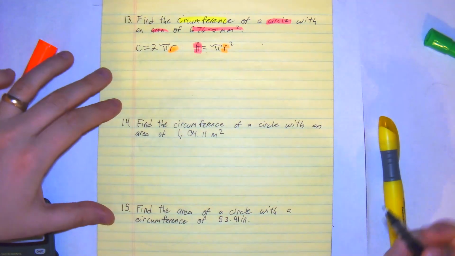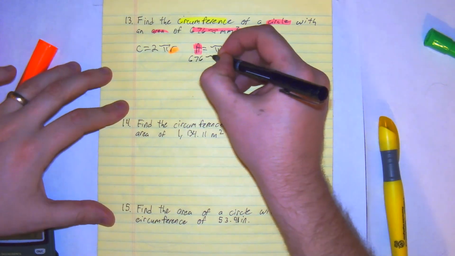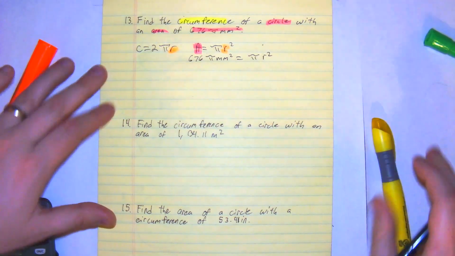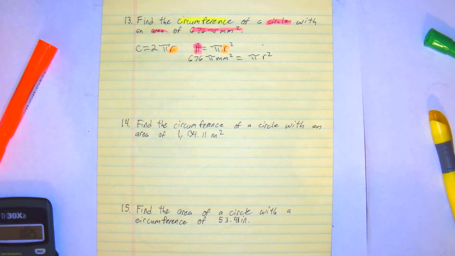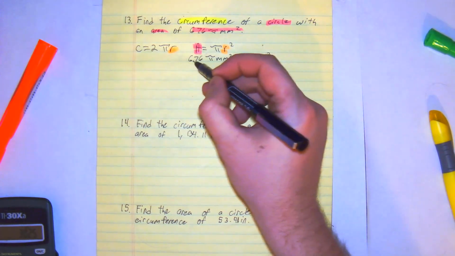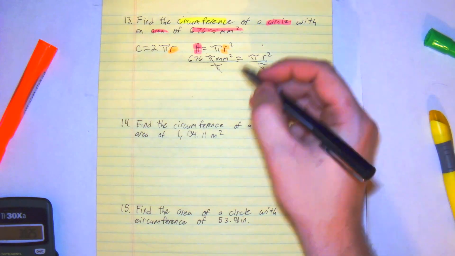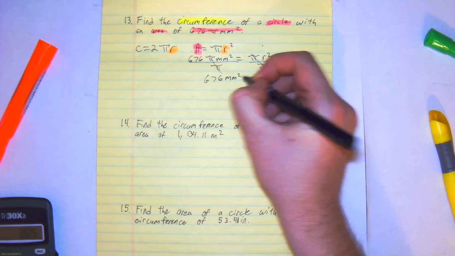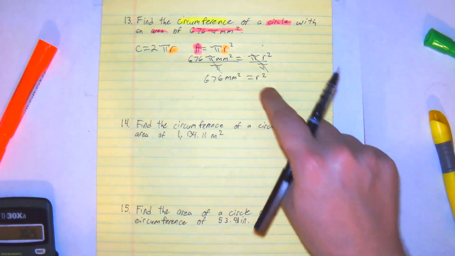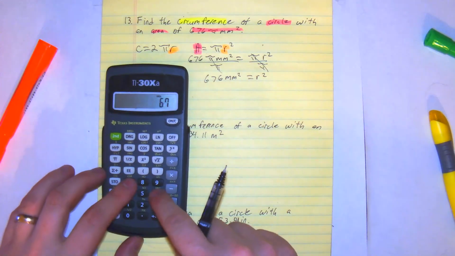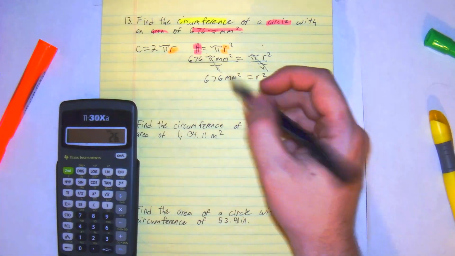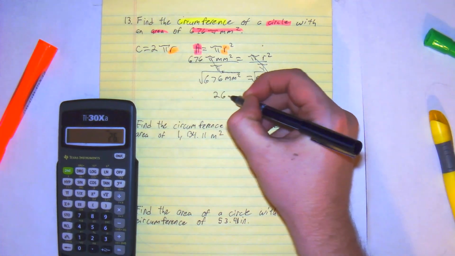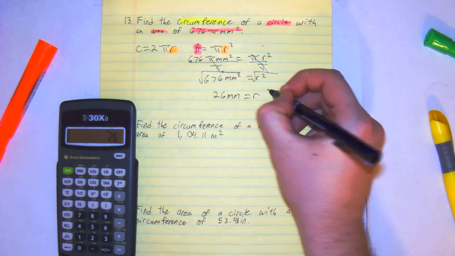Alright, so what we have here is 676 pi millimeters squared is equal to pi r squared. First, we're going to divide both sides by pi. We get 676 millimeters squared equals r squared, and then we square root both sides. We get 26 millimeters is equal to r.